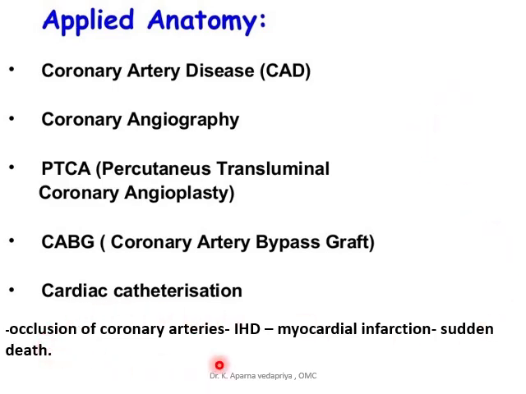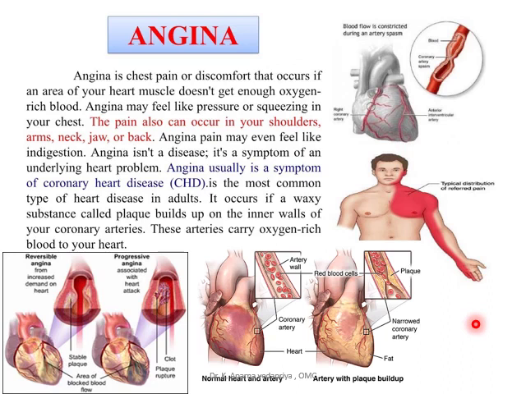So occlusion of these coronary arteries will cause myocardial infarction. If not treated, it will lead to the sudden death of the person because these are all ischemic diseases. So the first and foremost is angina, or angina pectoris. It is nothing but the chest pain or discomfort that occurs if any part of the myocardium does not get enough oxygen-rich blood. That means if there is any blockage to the coronary arteries, then the area of the myocardium distal to that coronary vessel will receive a lesser amount of oxygenated blood, which will lead to ischemia.